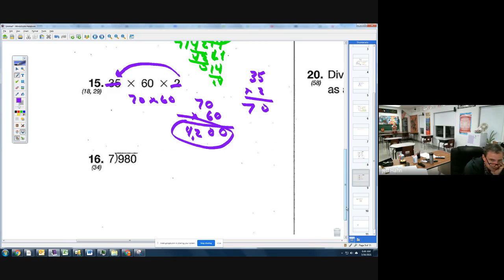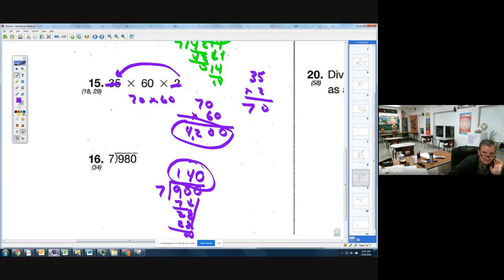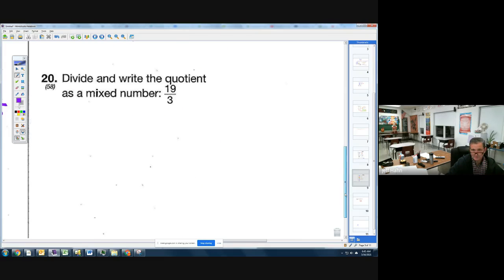Problem number 16. 7 into 980. I have my 980. I'm dividing it by 7. 7 goes into 9 one whole time. Subtract, I bring down. 7 goes into 28 4 times, and I get 28. Now, please don't stop there. Why? Because you still have one more number to bring down, and I have to do that. 7 doesn't go into it, but I still need to keep that space up there. It's 140, not 14. Hopefully you got that as your answer as well.